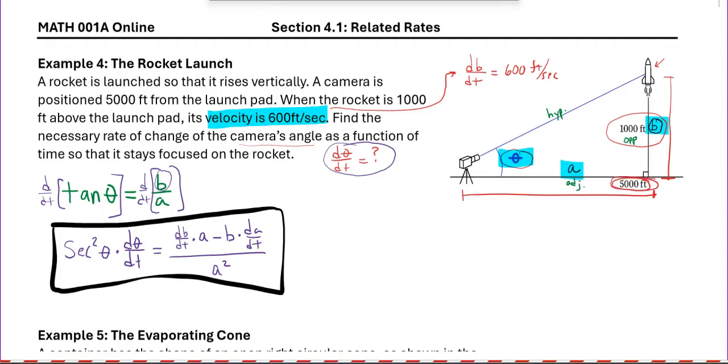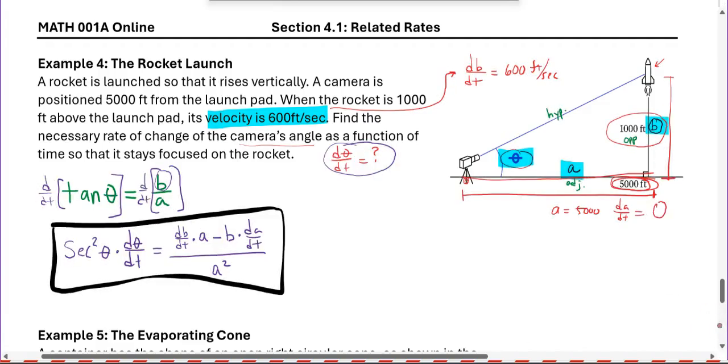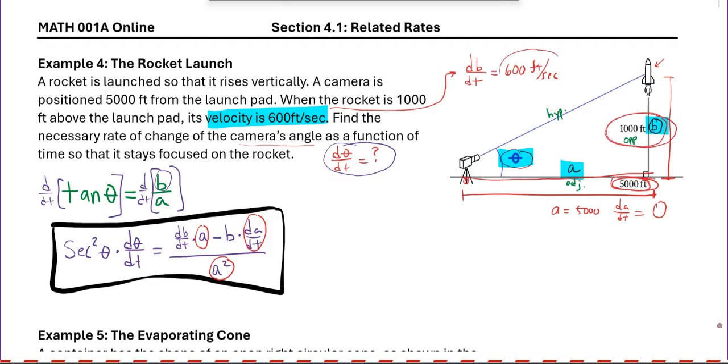So there's a couple things to think about here. If A right here is given as 5,000 feet, dA dt is how much A is changing over time. Well, this camera stays here on the ground, and this rocket is going straight up, so this length of 5,000 always stays the same, and that means dA dt is 0. So good, we have A, we have that value, and we have dA dt. The other things that we need are B, given as 1,000, and dB dt, given up here as 600. Great, we have all that we want.